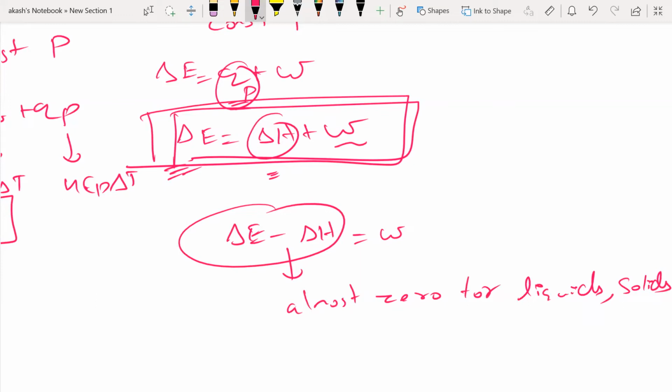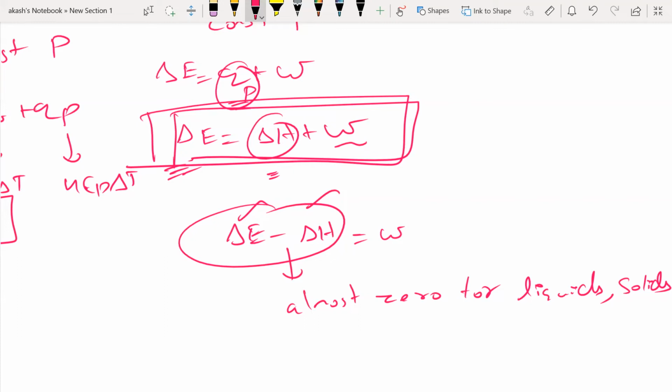Okay, right? Why? Because the change in volume or change in pressure for liquids and solids is very small. So there is utterly no difference between your enthalpy and your internal energy change for liquids and solids. But for gases, you indeed have some good difference. You have a concrete difference between the value of delta E and delta H for gaseous molecules.